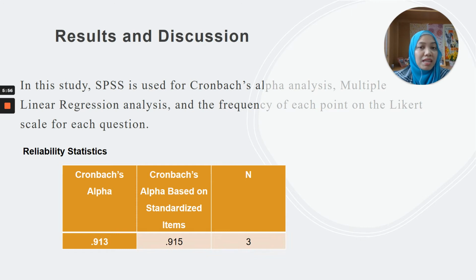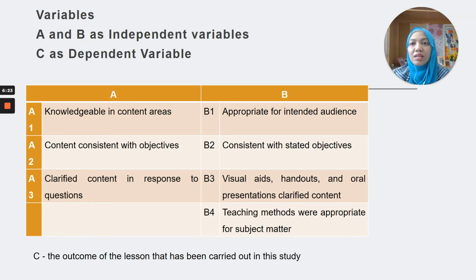And for SPSS, I have used Cronbach's alpha analysis, multiple linear regression analysis, and also frequency for each of the Likert scale. All right, so in terms of my questionnaire, this is the reliability. It's 0.913, which is very high. So we can say that the questionnaire given to the students are reliable.